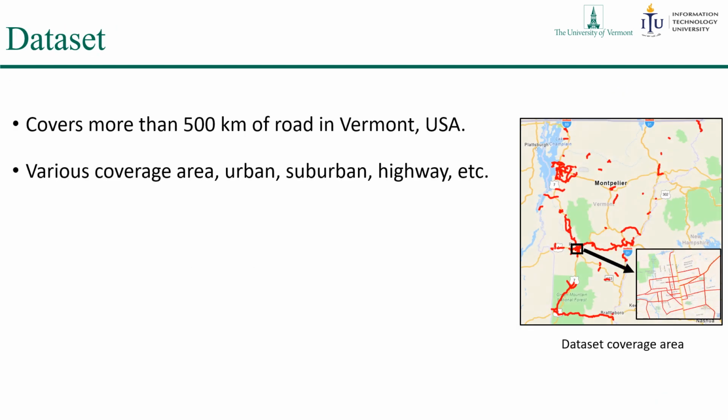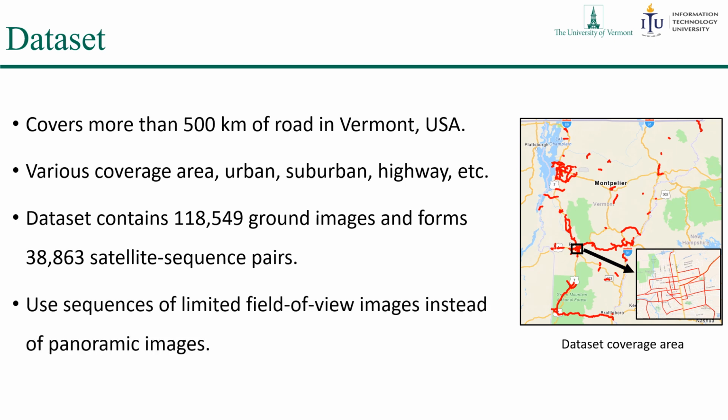Since no existing dataset satisfies our needs, we collected the first large-scale cross-view image sequence geolocalization dataset. The coverage map is shown on the right side. In summary, the collected dataset covers more than 500 kilometers of various roads in Vermont, USA, including urban areas, suburban areas, and highways. It contains around 118,000 ground images. We then employ a greedy algorithm to segment the long sequences into short sequences. In the end, the dataset contains 38,000 satellite sequence pairs.